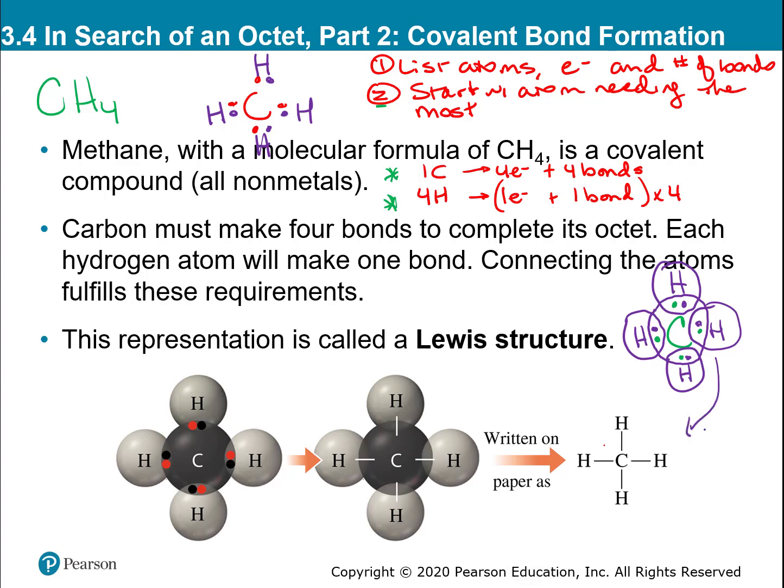So I can take and simplify this, getting rid of the dots, just using a dash to represent each pair of electrons that's shared. They call it a Lewis structure. So a Lewis structure uses lines instead of all the electrons. Notice there's no non-bonding electrons. Hydrogen does not have any non-bonding electrons. Carbon does not have any non-bonding electrons. All of carbon's electrons are involved in covalent bonds, and so is hydrogen's, because remember, hydrogen's only ever going to have a single bond.